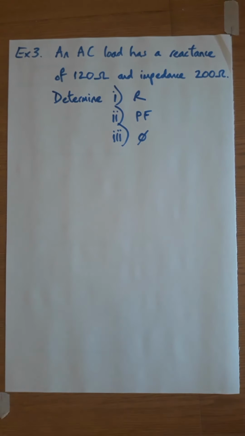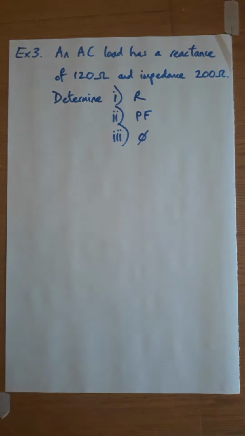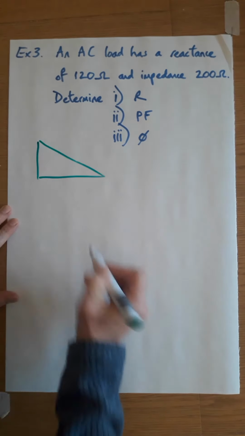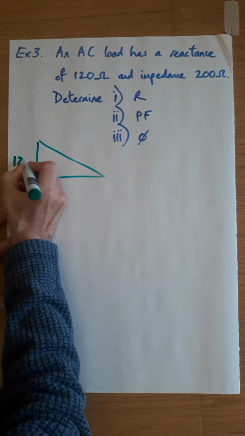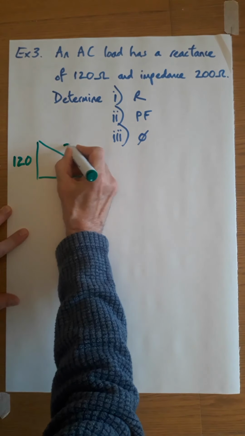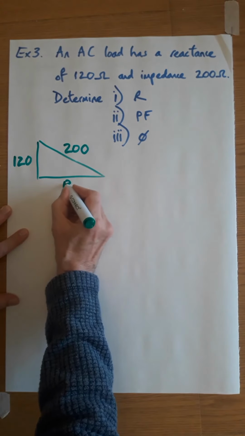So let's look at example 3. In example 3, an AC load has a reactance of 120 ohms and impedance of 200 ohms. Determine the resistance, the power factor, and the phase angle. Sketch what you know. So a quick sketch of the triangle. AC load has reactance of 120. Reactance is up the side. Impedance is 200. That's this bit. Determine R. That's that bit.